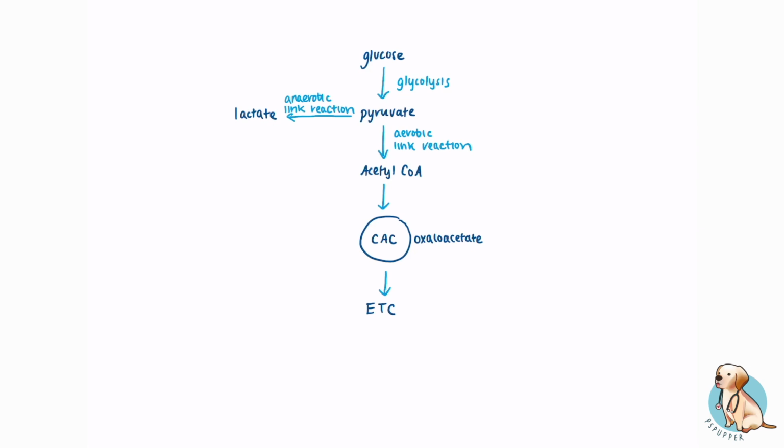Now that is up to the point I covered in the last PSP. There's another important pathway to note, and that is forming glucose from pyruvate in a reaction called gluconeogenesis.